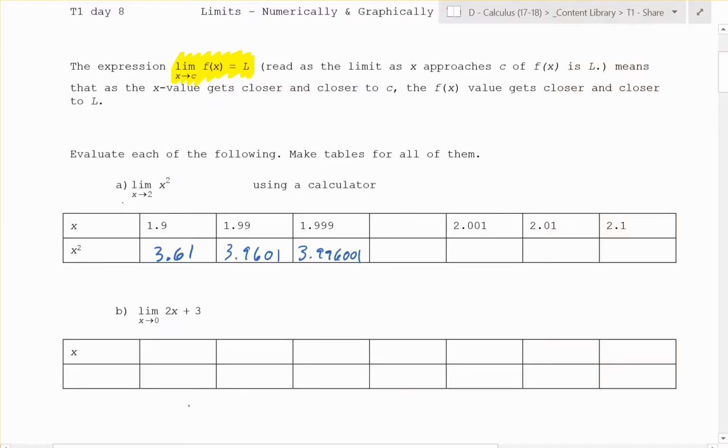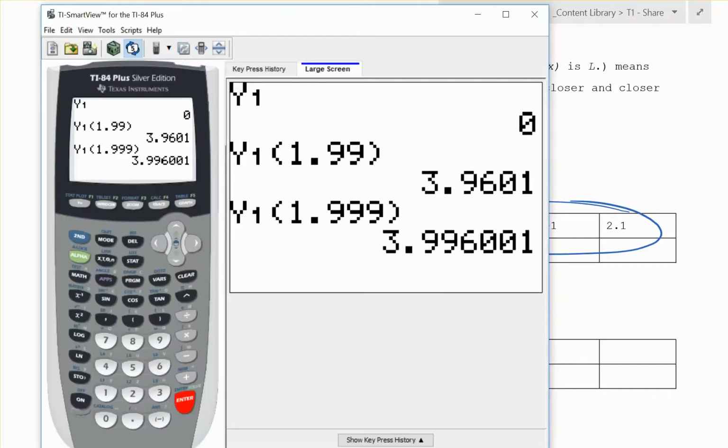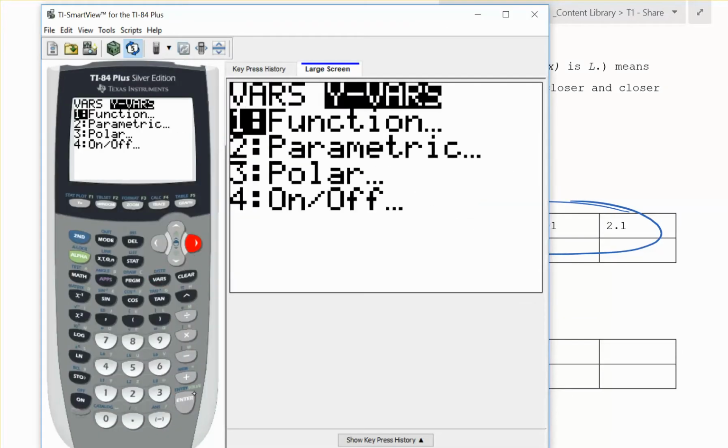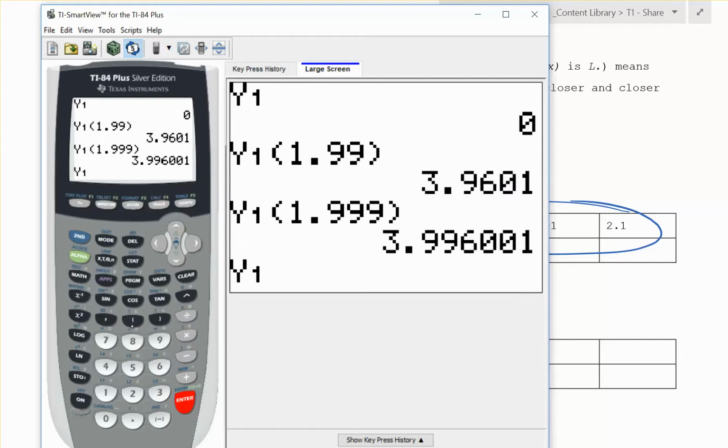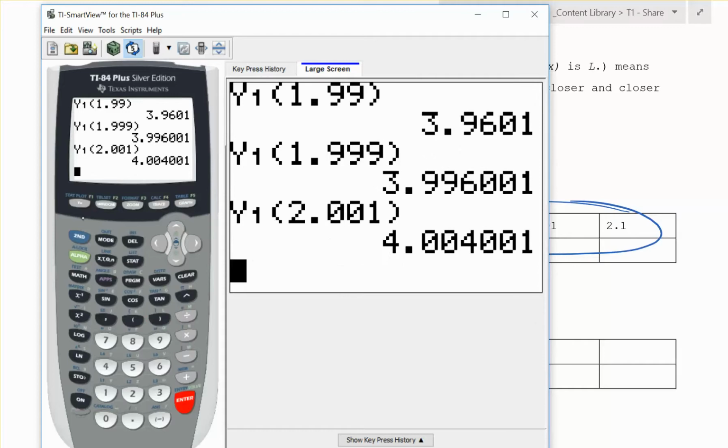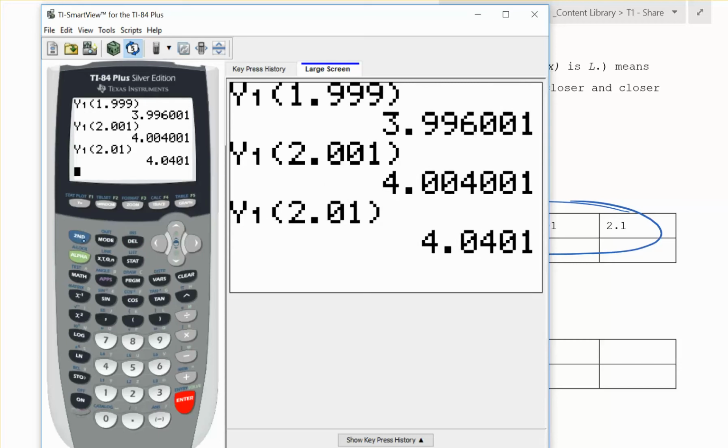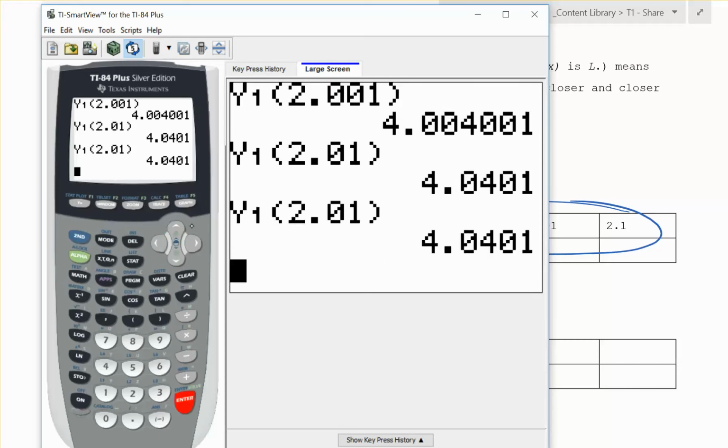So if we want to go to the right, the values here are 2.001, 2.01, and 2.1. We can go back to the calculator. It's the same function, so we go vars, y vars, enter, enter. Let's plug in 2.001. We plug that in, we get that number. I'm going to do second entry, go back, and delete one of these zeros, enter, and then second entry, and delete the other zero, like this. Oh, look at that. So there they are right there.